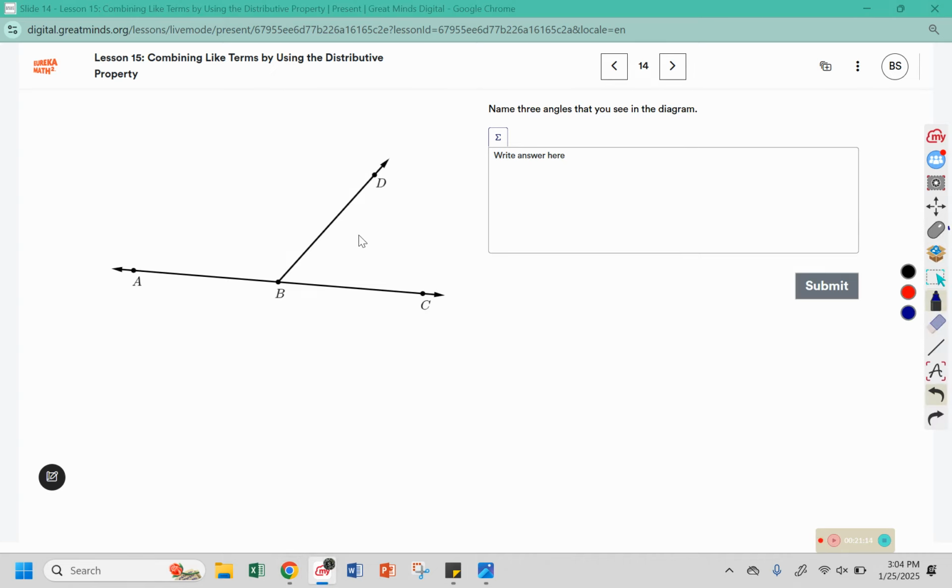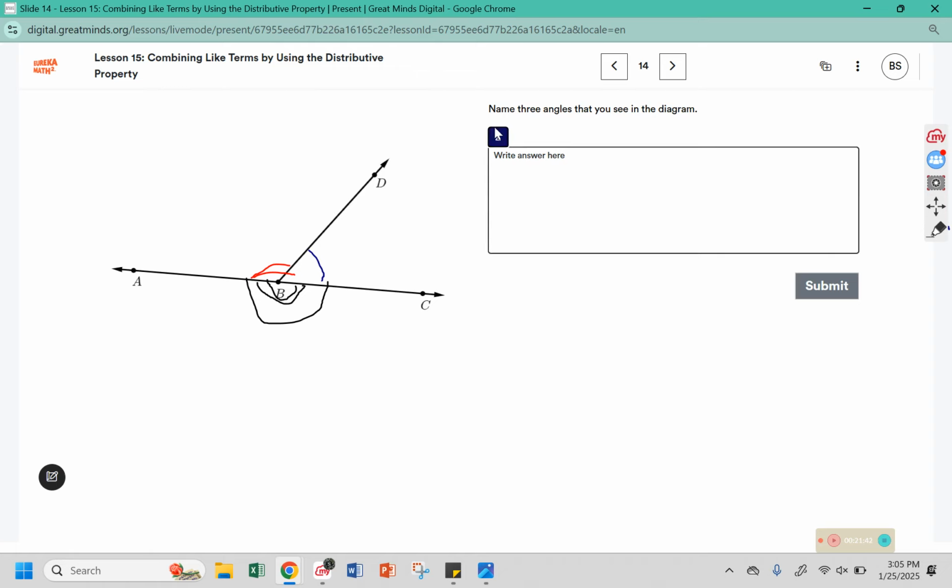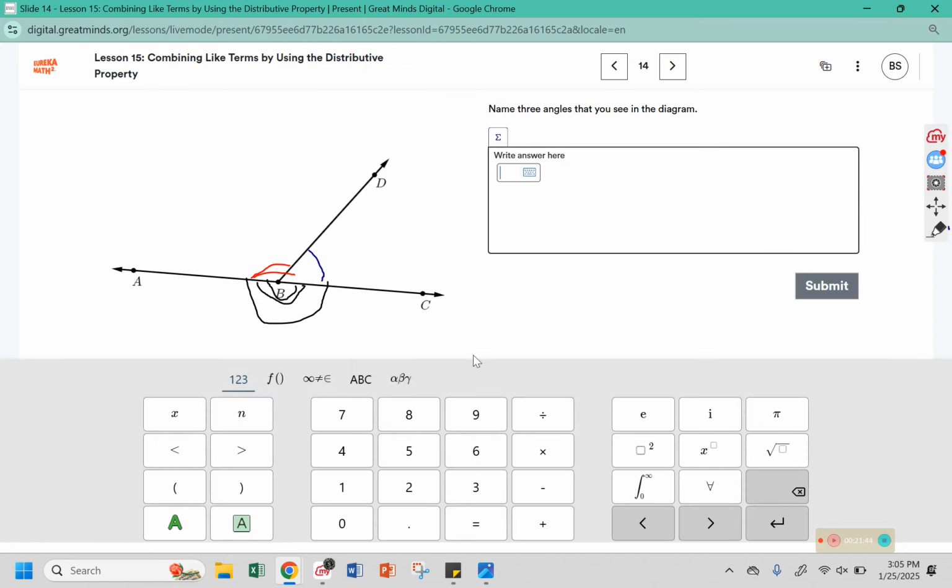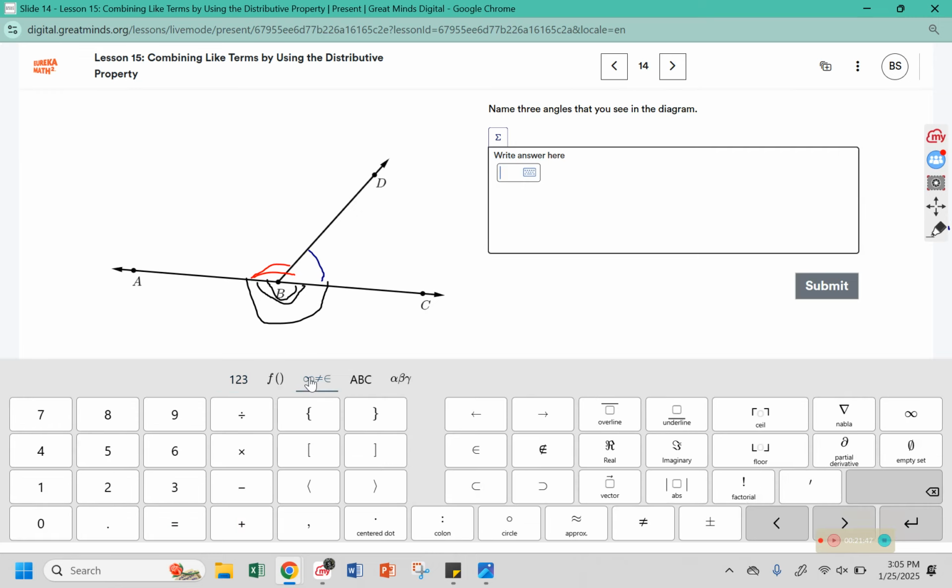Name 3 angles that you see in the diagram. Well, there's one here. There's one here. And then there's also one on the back side. Angles are labeled with 3 letters. So this blue one, we start at B or D, go to B, and then to C. You can pull up the little angle symbol.